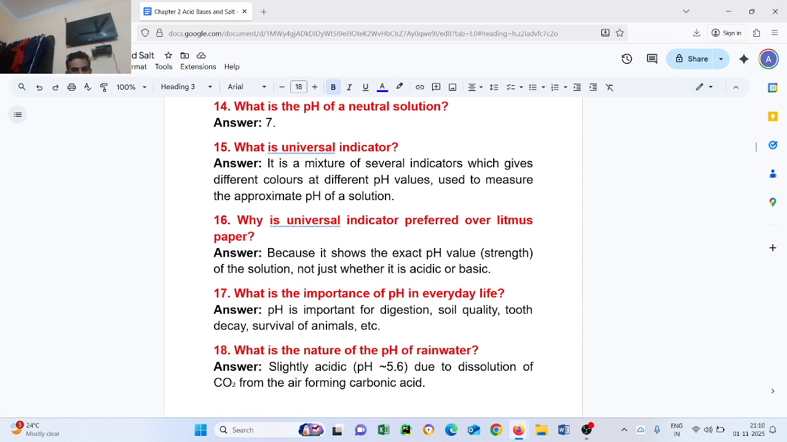Question number 17. What is the importance of pH in everyday life? pH is important for digestion, soil quality, tooth decay, survival of animals, etc.